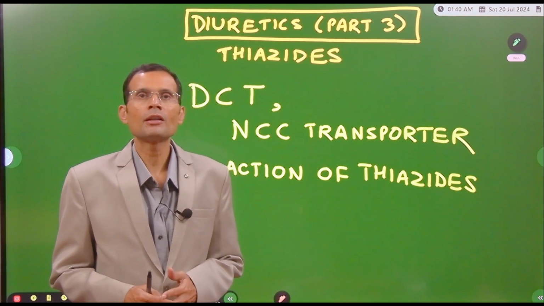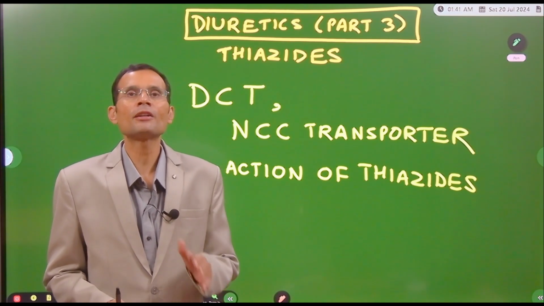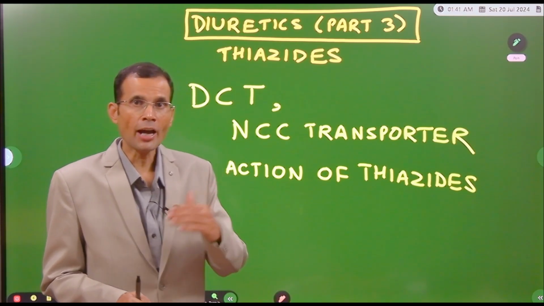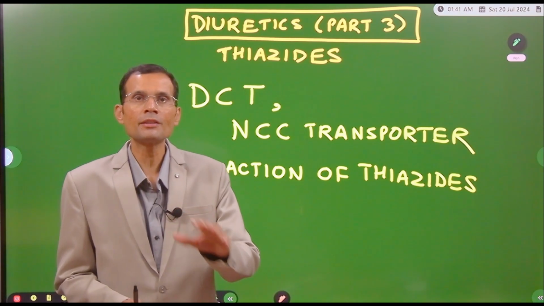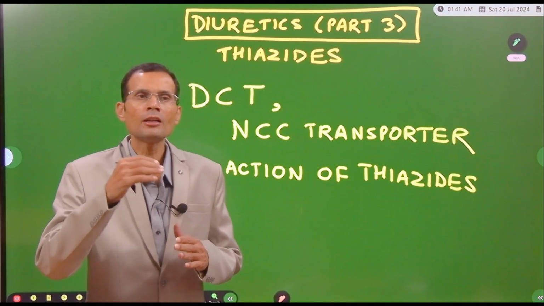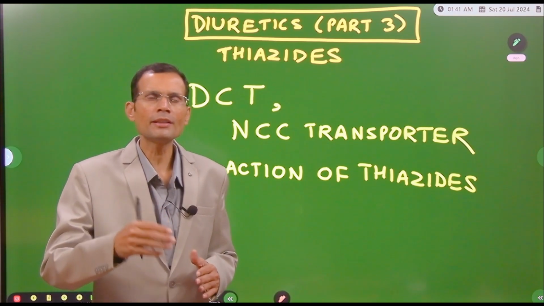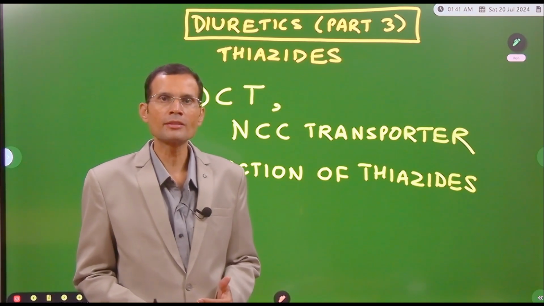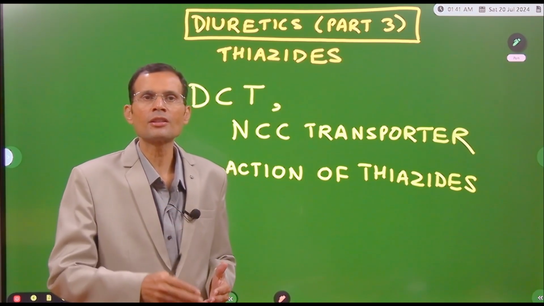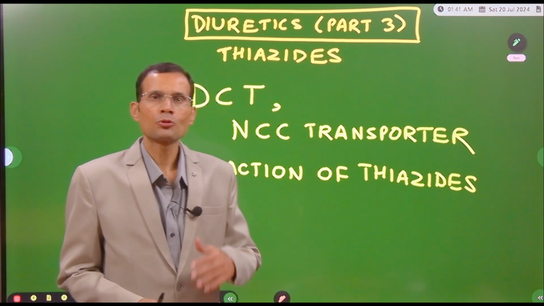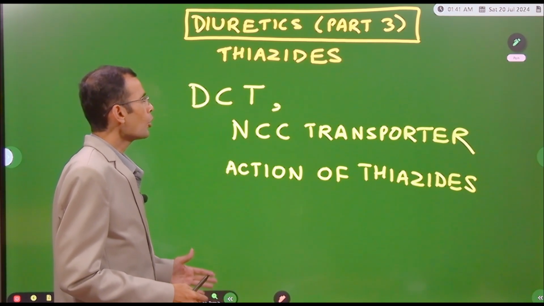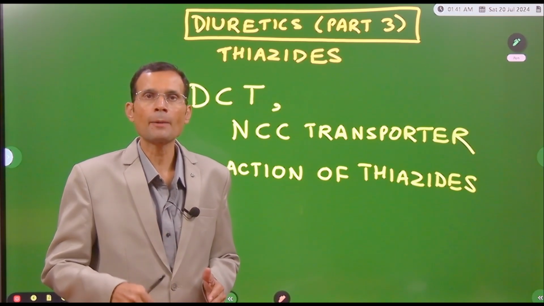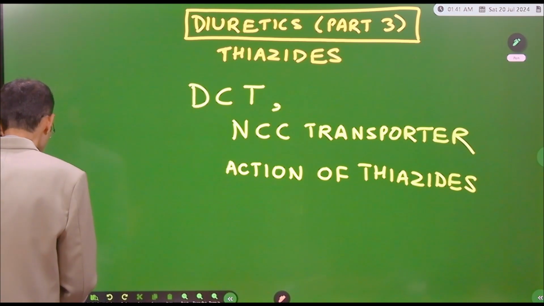The distal convoluted tubule reabsorbs some 5 to 10% of the filtered sodium chloride, and therefore this category, the thiazides, which act on the NCC transporter in the DCT, have a lower ceiling, in the sense that only 5 to 10% of sodium chloride reabsorption can be blocked by these diuretics, and therefore they exert a certain level of diuretic action. So let's see the action of these diuretics, and before that let's talk about the DCT, the transporters, and the reabsorption of various ions.